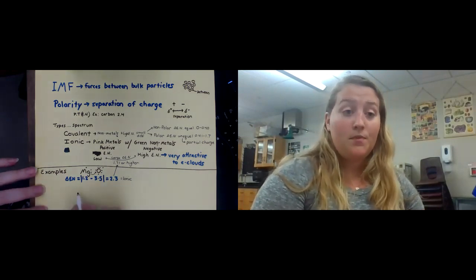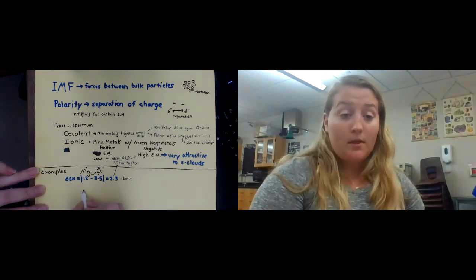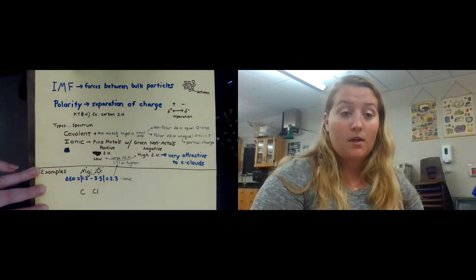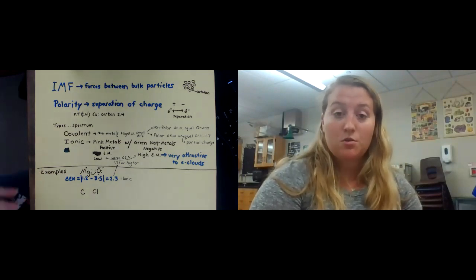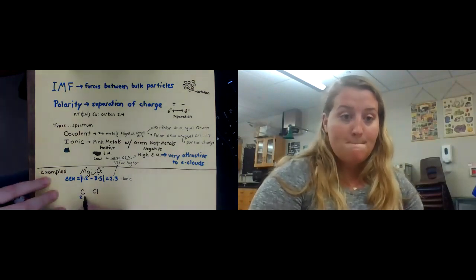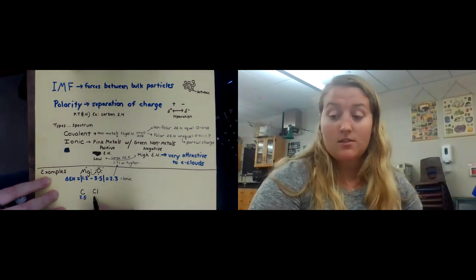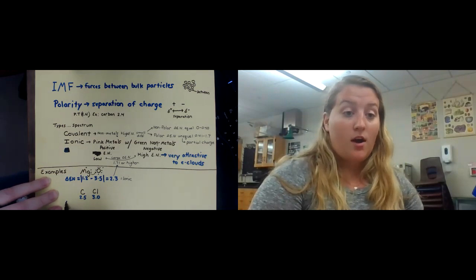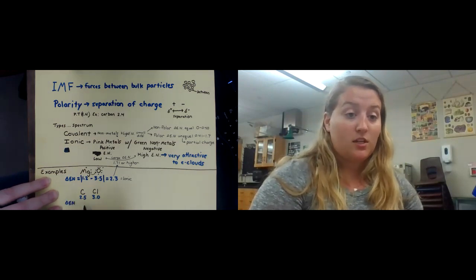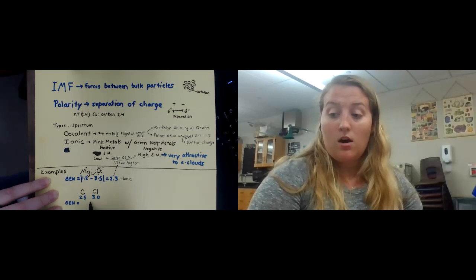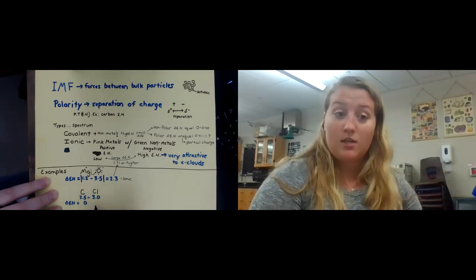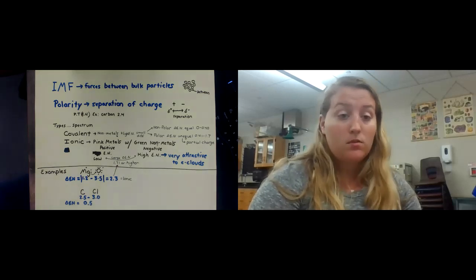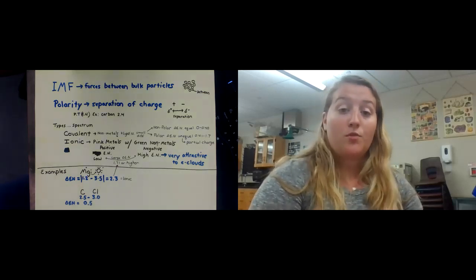Our second example, we are going to do carbon and chlorine. Carbon has an electronegativity value of 2.5. Chlorine is 3.0. All right, so when you find the change in electronegativity difference, make sure you once again do the absolute value of that. No negatives, no negatives. The difference will be 0.5.